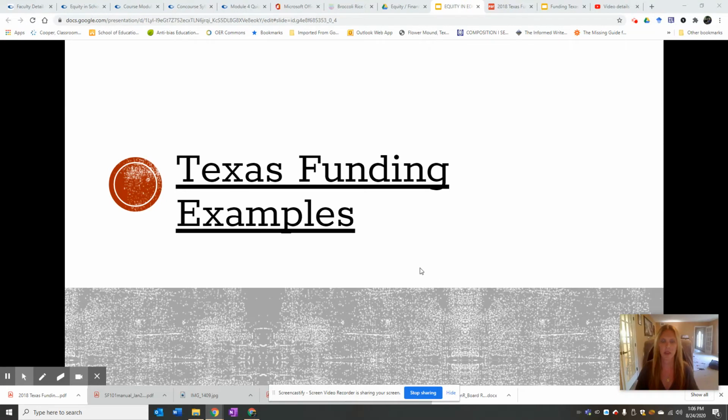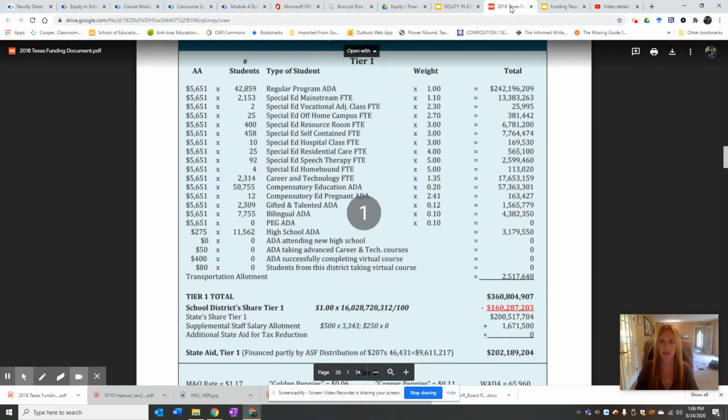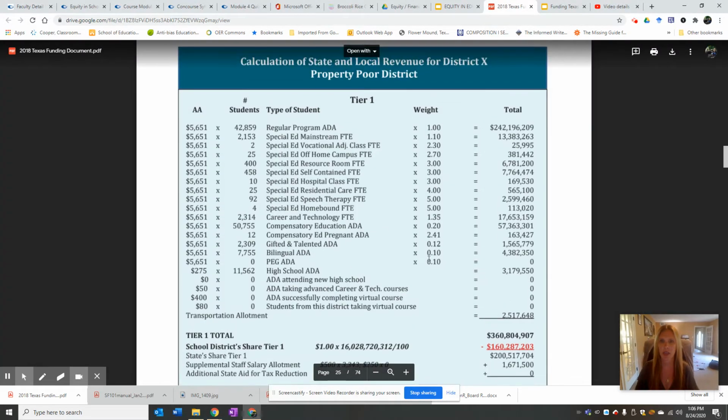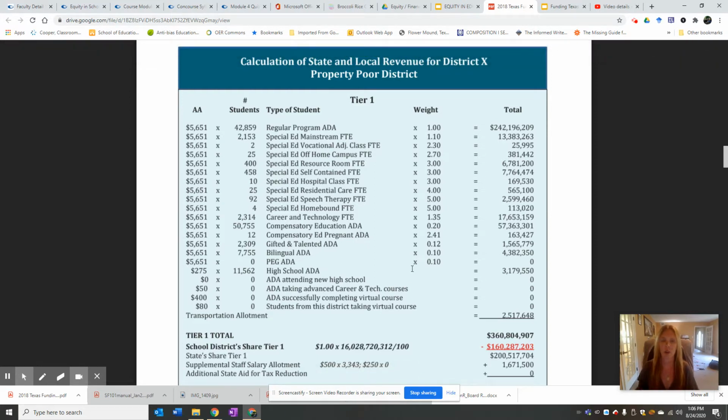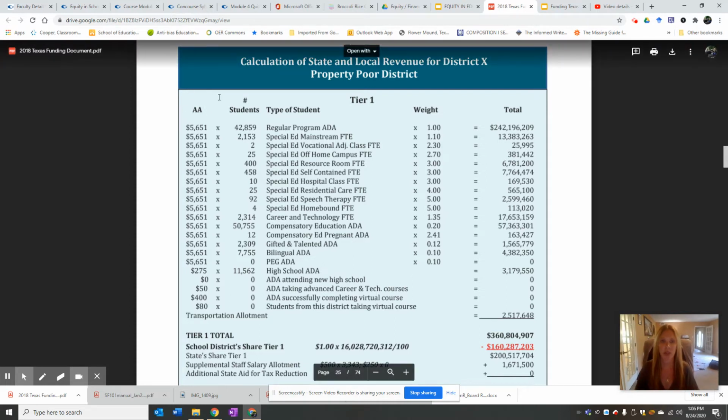So I think looking at some examples might make it a little bit easier to understand that funding process. And these examples are in that document that I attached. So for example, this is a property poor district, which means that maybe their appraisal values on their homes are a little bit lower, and they're not collecting as much income or revenue as maybe they need to educate that student populace. So again, they're going to come up with that adjusted allotment.